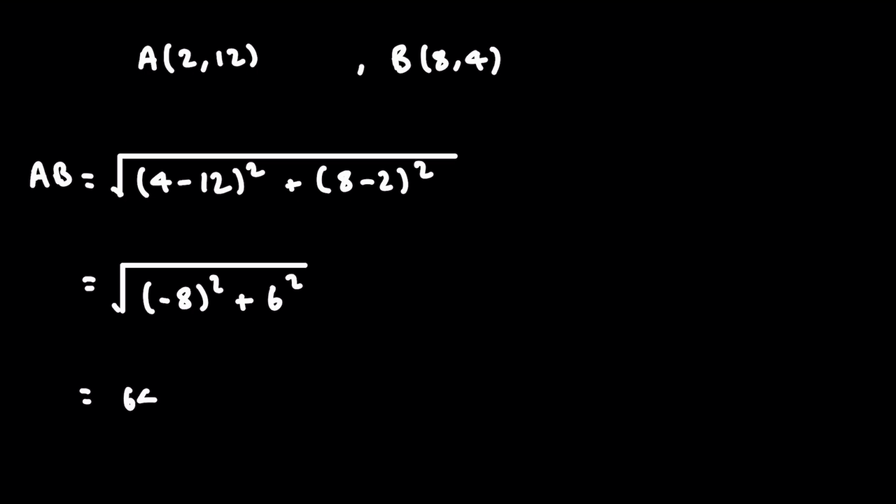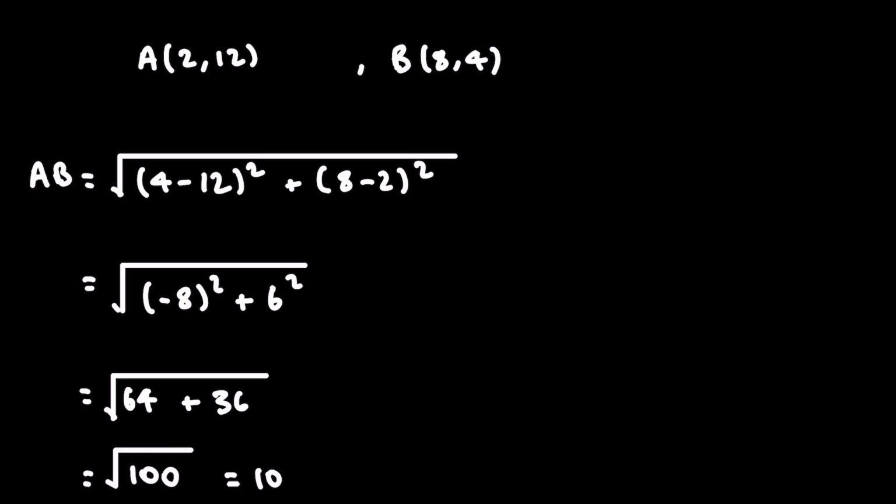Minus 8 squared is just 64, and the square of 6 is just 36. So if I want to work out the distance, it would be the square root of 100, which is just 10 units. And that is the distance of AB.